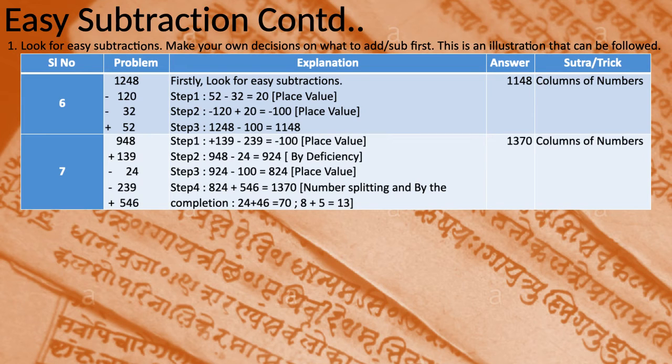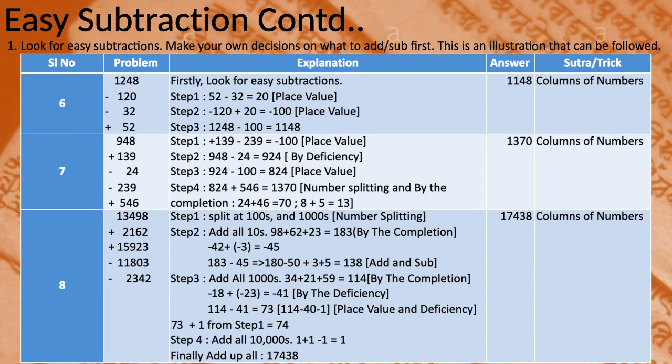Let's look at one more example which is a little more difficult than this. Here: 13,498, add 2162, add 15,923, then less 11,803 and less 2342. Now we have to really scrutinize what comes first and what comes later. First thing is whenever you get large numbers, split them up. Think and split where you have to split.